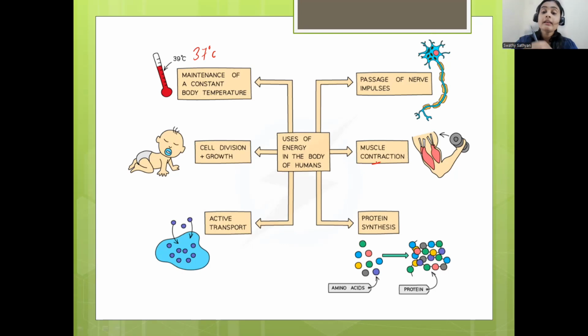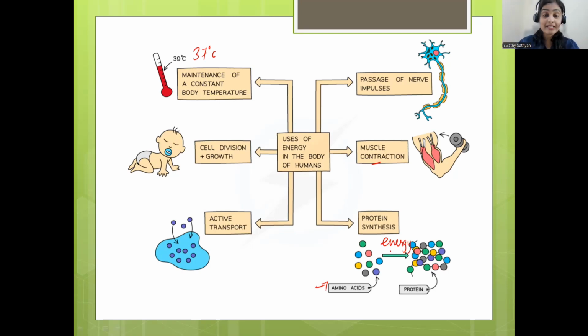All right. Then for the synthesis of protein, protein is synthesized from amino acids. Amino acids are the smallest molecules, and the smallest molecules combine together to form a big molecule, that is protein. So amino acids combine together to form protein with the help of energy.